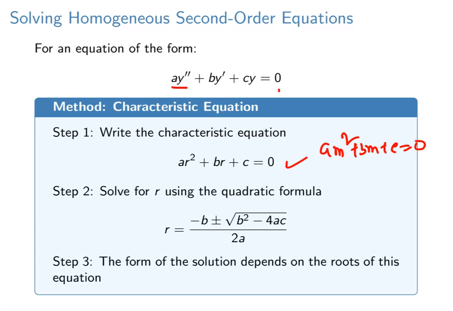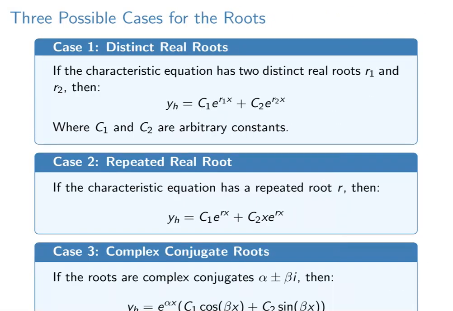Now solve for r using the quadratic formula. So r is equal to minus b plus minus root over b square minus 4ac, divided by 2a. Now step 3, the form of the solution depends on the roots of the equation. So whatever roots we get, based on that we will get the solution. There will be 3 possible cases for the roots. Case number 1, distinct real roots.